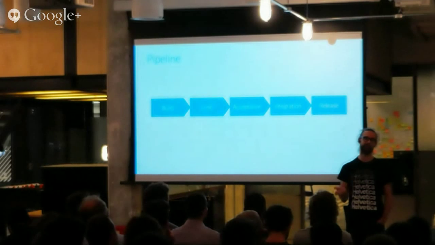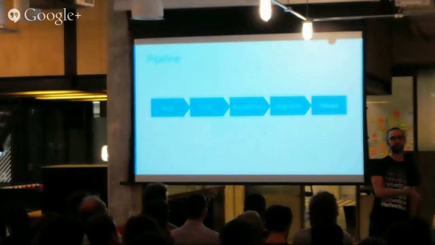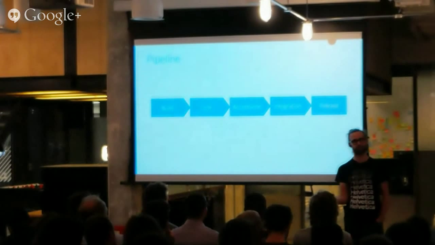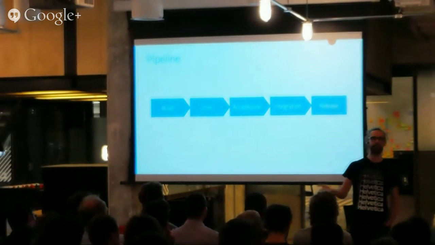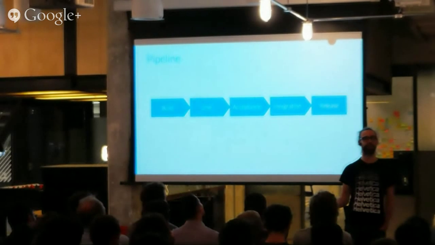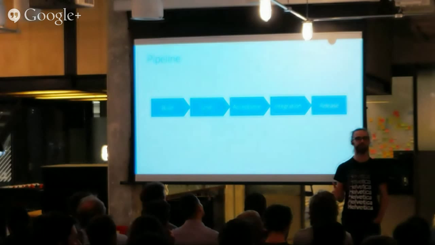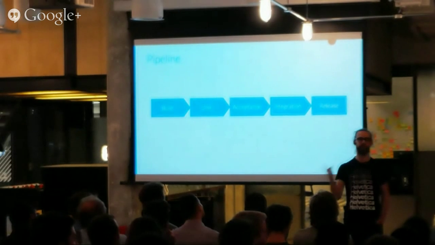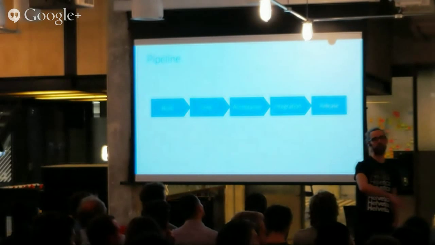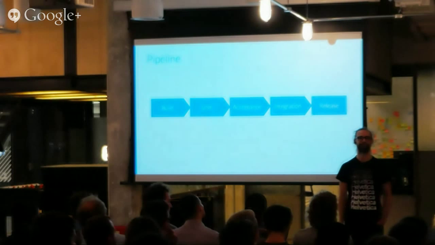So the goal is to catch stuff at the earliest stage possible. If we can catch it in a unit test, great. If we can catch it in an acceptance test, okay. If we have to do an integration test to catch it, well, at least we caught it. If we then find an integration test bug, the goal is how do we write a better acceptance test and then a better unit test to catch that earlier.